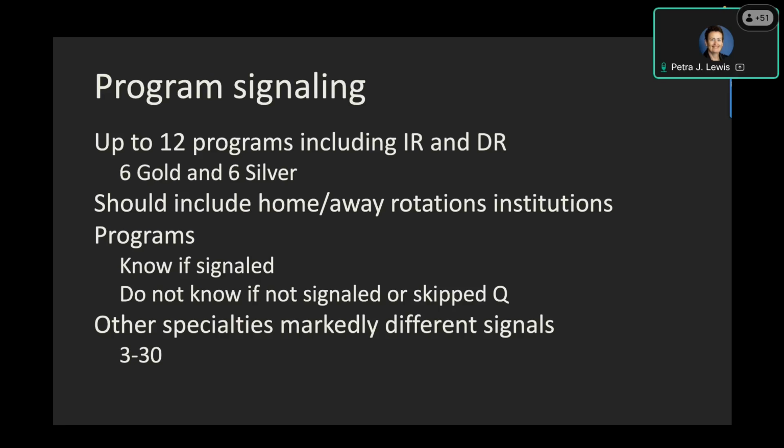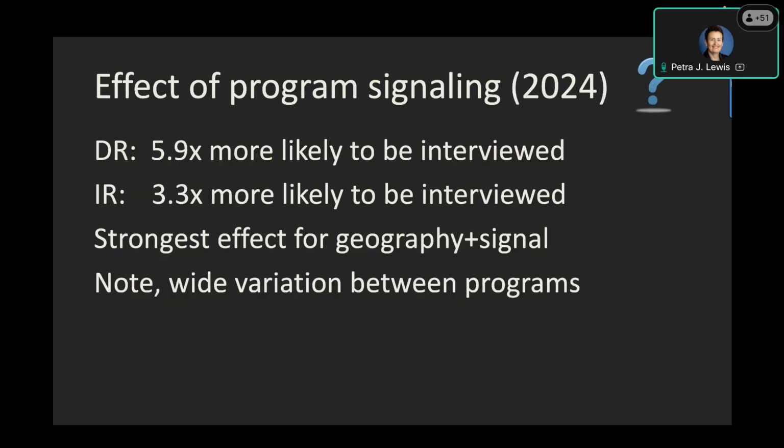Other specialties have very different signals, between 3 and 30. So if you are applying to more than one specialty, which we'll talk about later, be very careful to check their signaling rules. I think it's urology or ortho that has like 30 signals. So you only bother applying to the ones you signal. They've done it to reduce the number of applications. Some ortho programs will not interview you unless you signal.